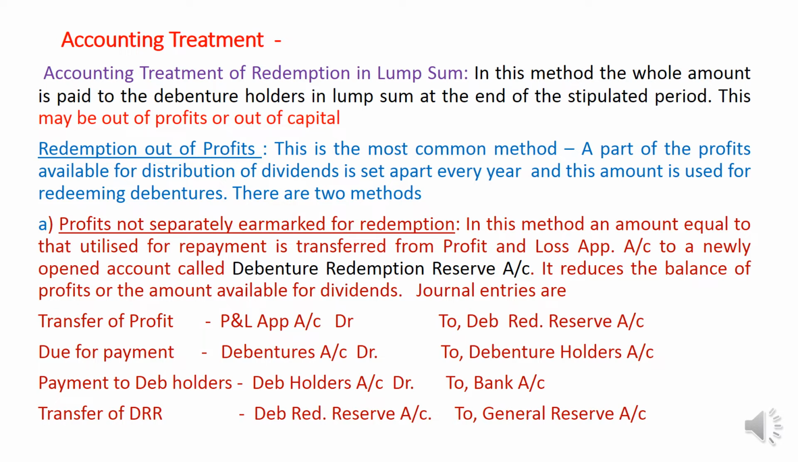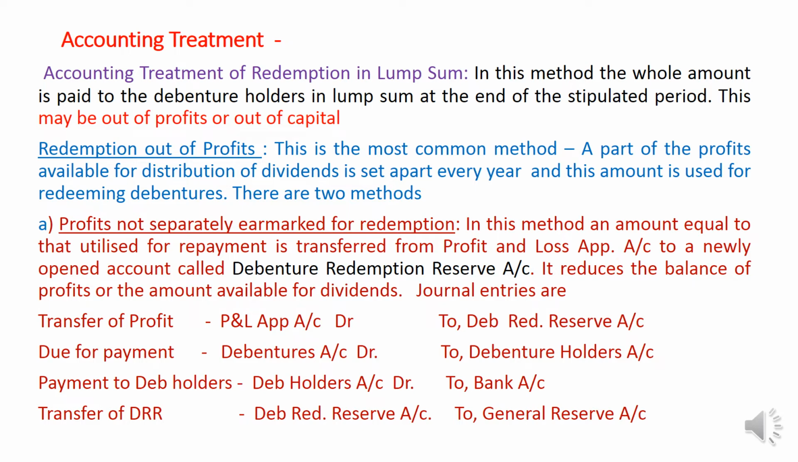First let us see redemption out of profit. That means the company utilizes its reserve for redeeming the debentures. This is the most common method. While preparing the profit and loss appropriation account, a certain amount is set apart every year from the appropriation account for redeeming the debentures. This transferred profit is kept in the company and it is used for redemption.